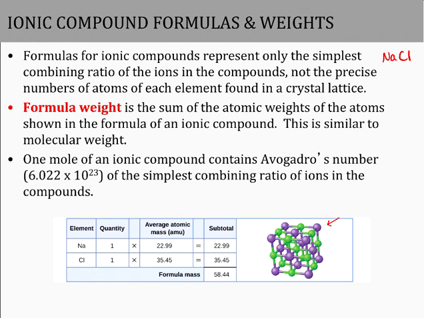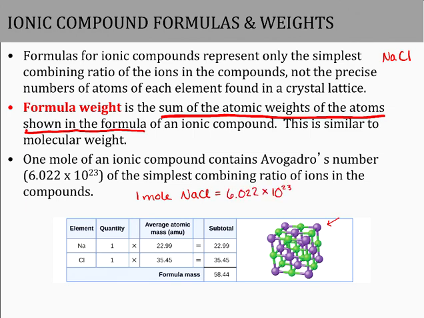Now, formula weight is the sum of the atomic weights of the atoms shown in the formula. So this is similar to calculating molecular weight. And remember, 1 mole of an ionic compound contains Avogadro's number of the simplest combining ratio of ions in the compound. So for instance, if we have 1 mole of sodium chloride, that means we have 6.022 times 10 to the 23rd compounds of sodium chloride. And actually, the term we tend to use here for ionic compounds is formula units.